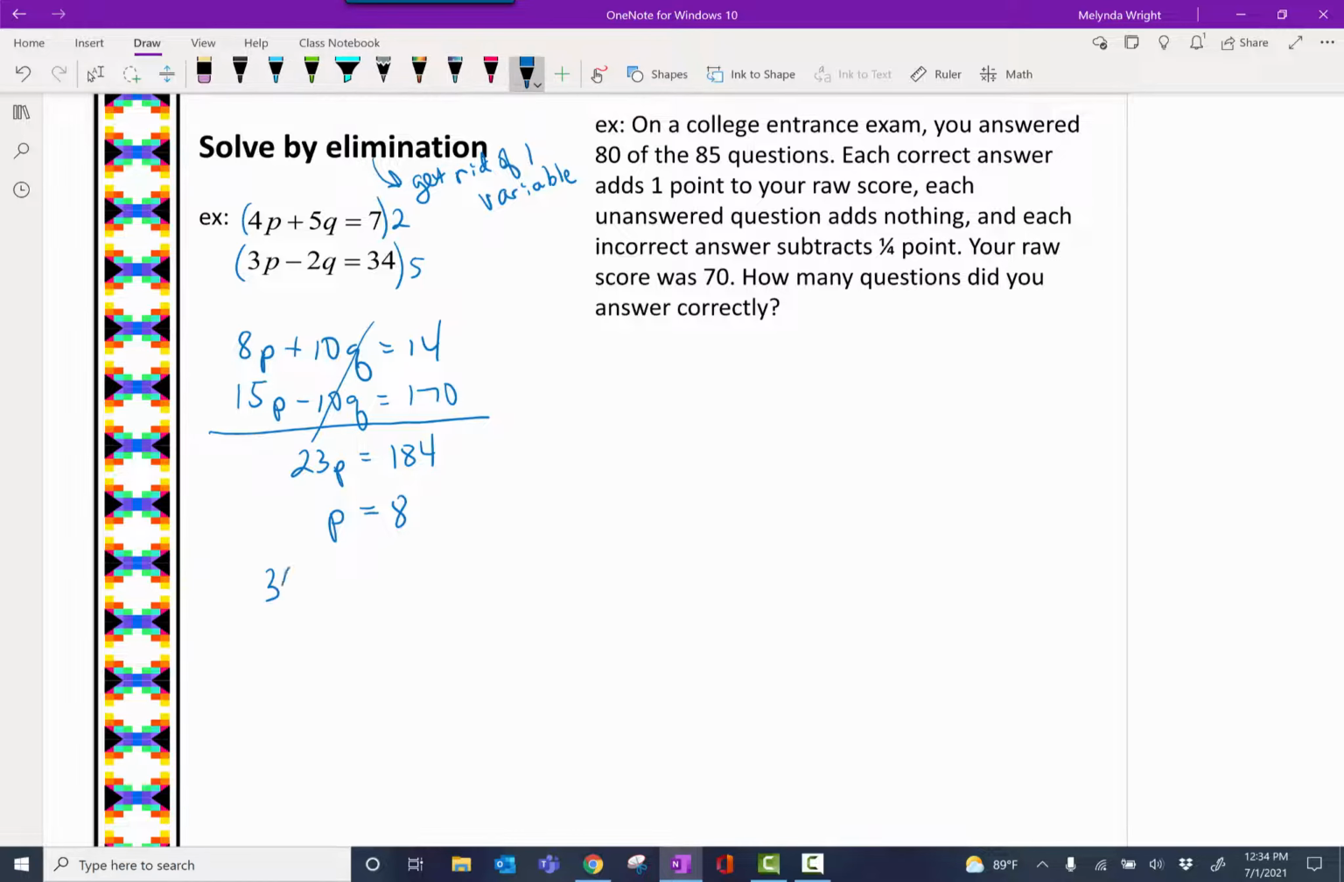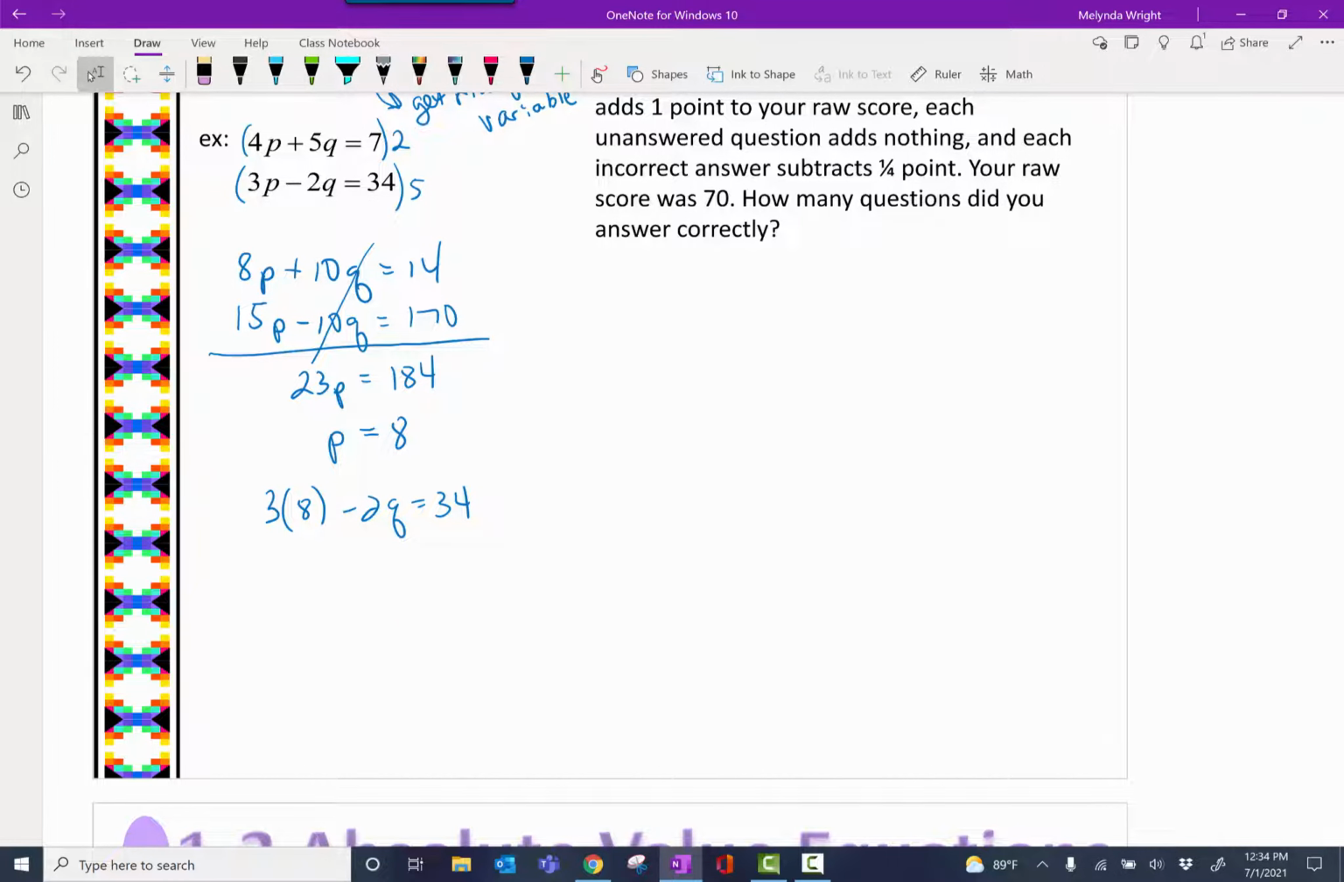So 3 times, and we know p is 8, minus 2q equals 34. So let's see, what does that give us? That gives us 24 minus 2q is 34. So we've got, let's see, 34 minus 24 is 10. So q is negative 5.